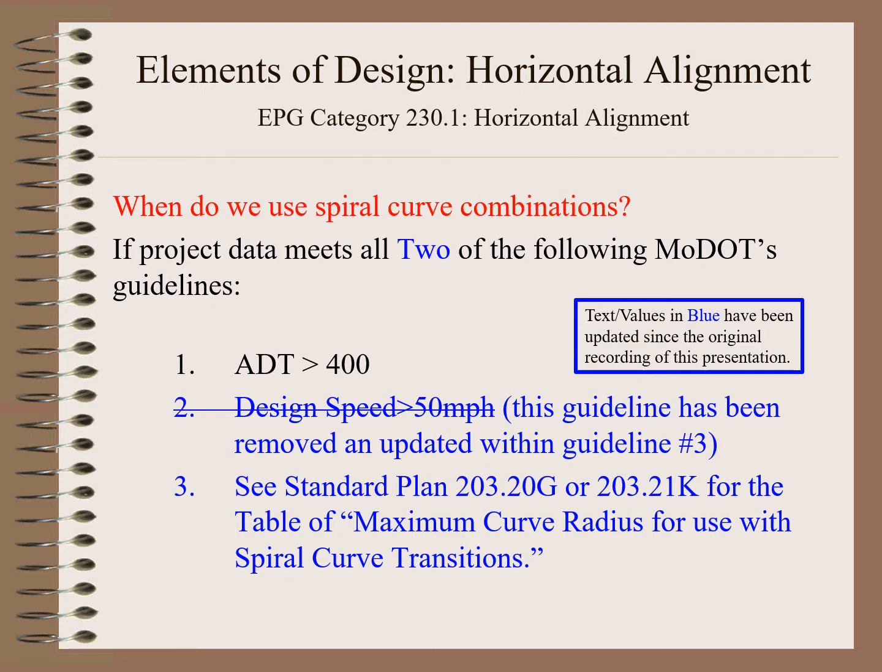Continuing on with elements of design and horizontal alignment. When do we use spiral curve combinations? If project data meets all three of the following MoDOT guidelines: ADT greater than 400, design speed greater than 50 miles per hour, and radius less than 2,165 feet. When all those three are met, you need to use a spiral curve combination.